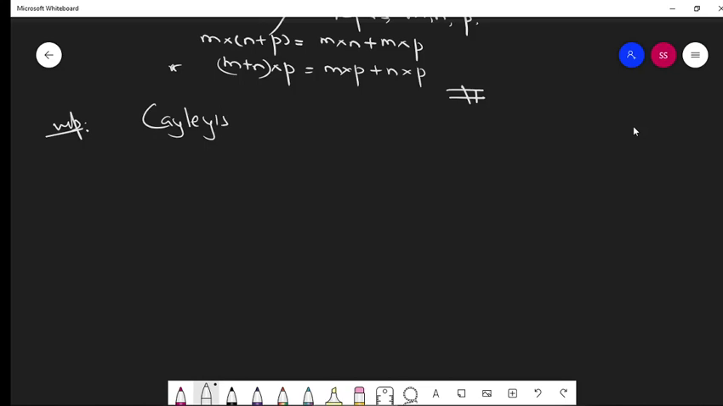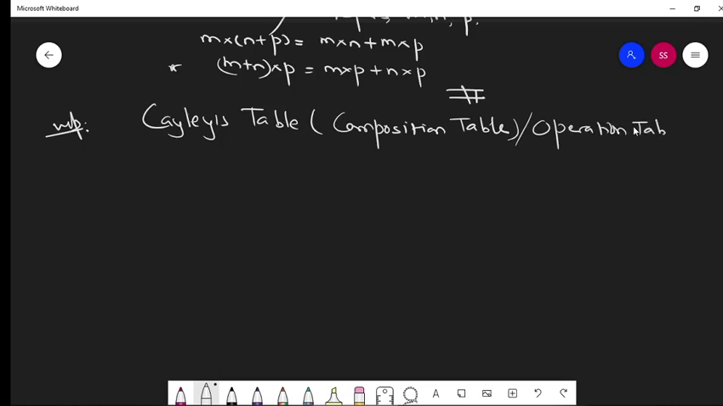Cayley's table. It is simply called composition table, or also called operation table. Now how can we make this table?